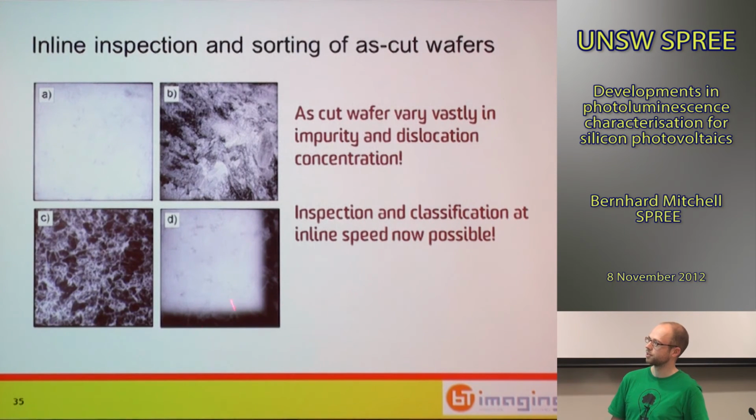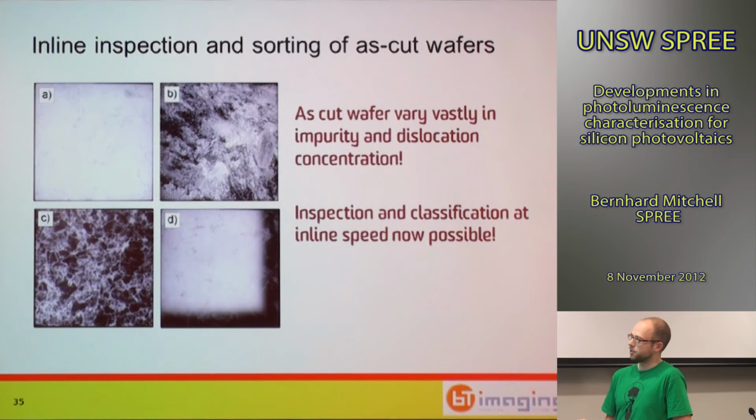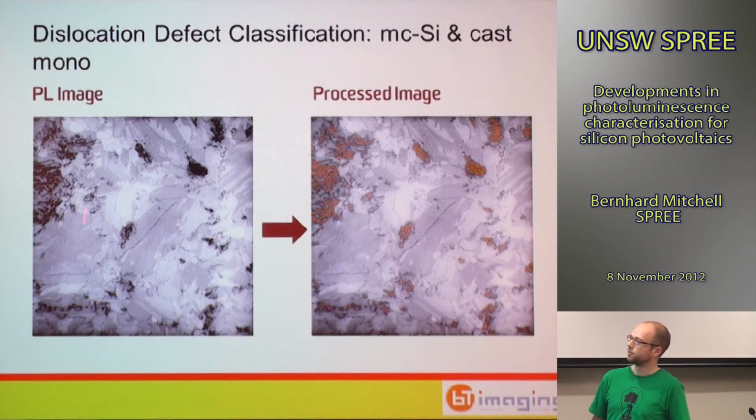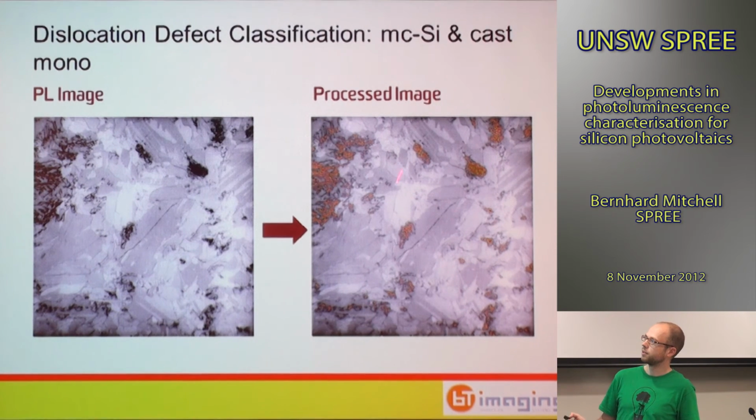There's a high impurity concentration in this corner wafer, and the dislocations show up as well. VT Imaging has now made it possible to inspect and classify these different types of wafers at inline speed. That, for example, allows us here to classify dislocation defects. We have an as-cut PL image, and then we apply image processing and can classify dislocations.